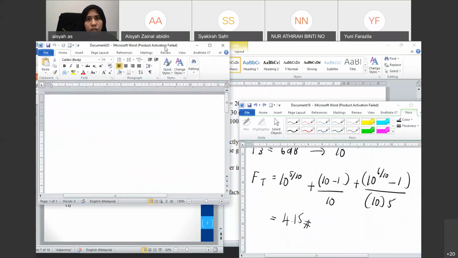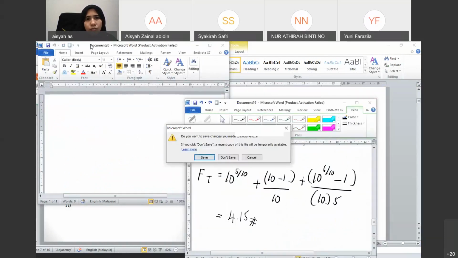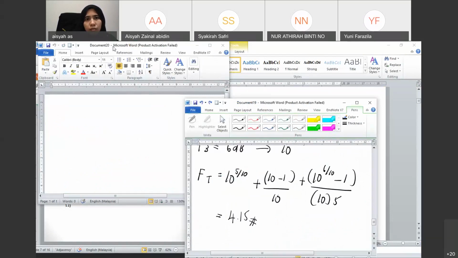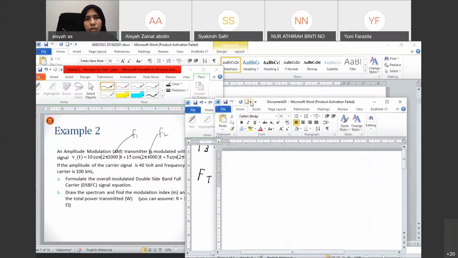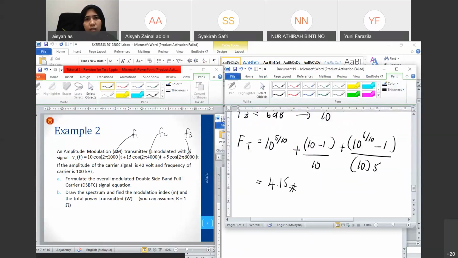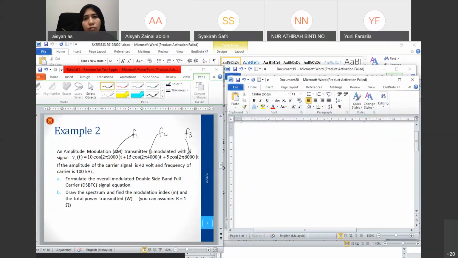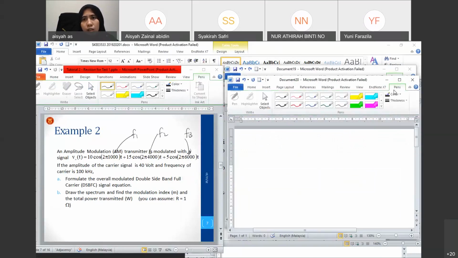For the first question, we are asked to formulate the overall DSBFC. DSBFC is the full AM. And how do you solve this first question, the A question?